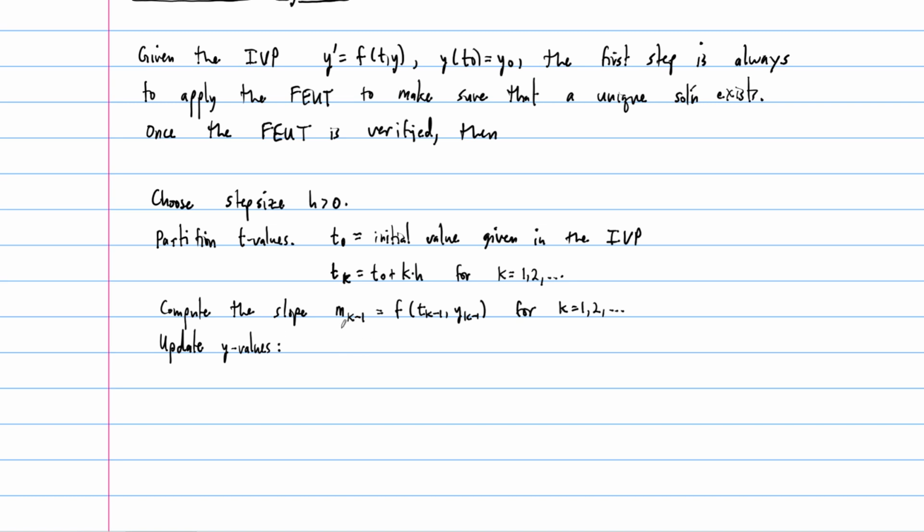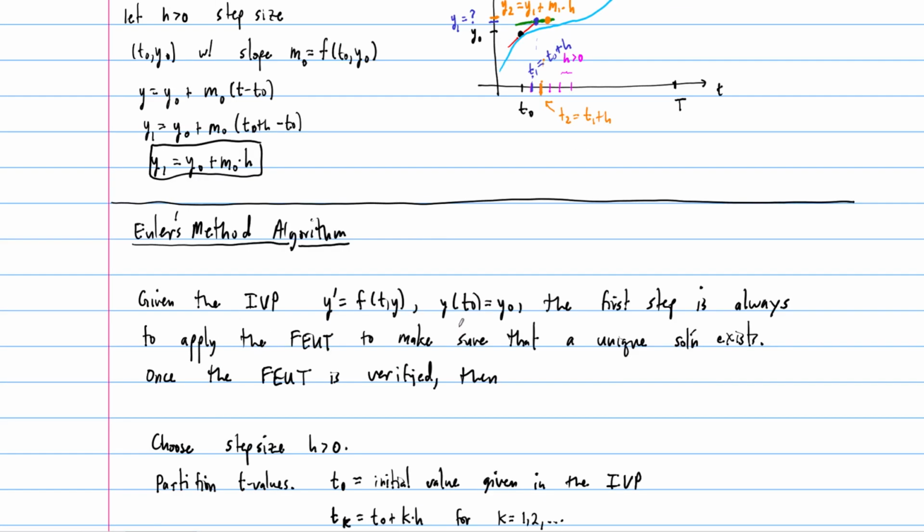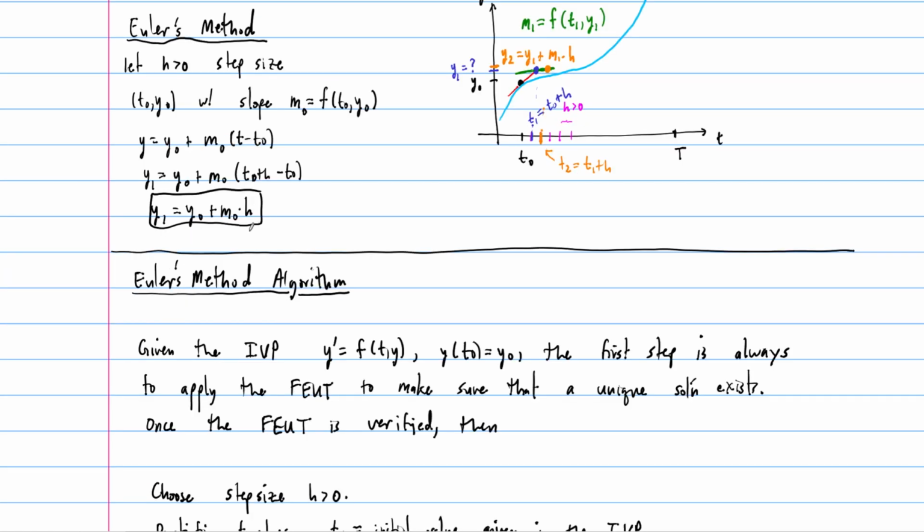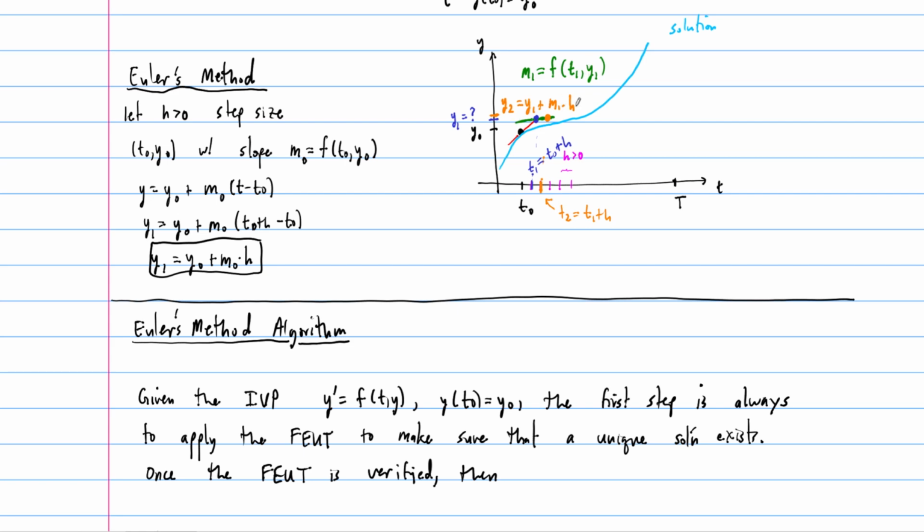So update the y values, and they're going to be done as y sub k is equal to the previous one, y sub k minus 1, plus our slope, m sub k minus 1, times the step size. Just like we worked out up here, you write the equation of the line, everything cancels but the step size in this portion, and you end up with exactly this formula for k equals 1, and then for k equals 2, you get this formula, etc.